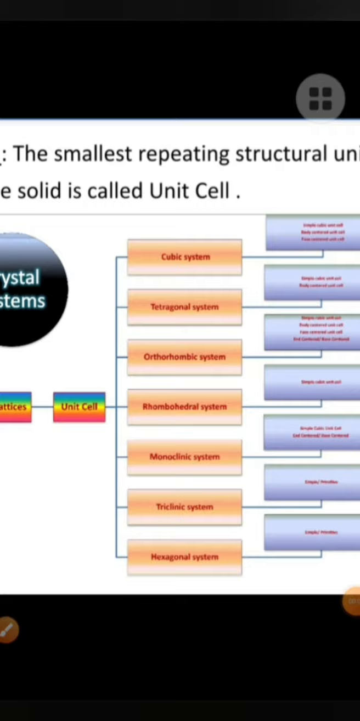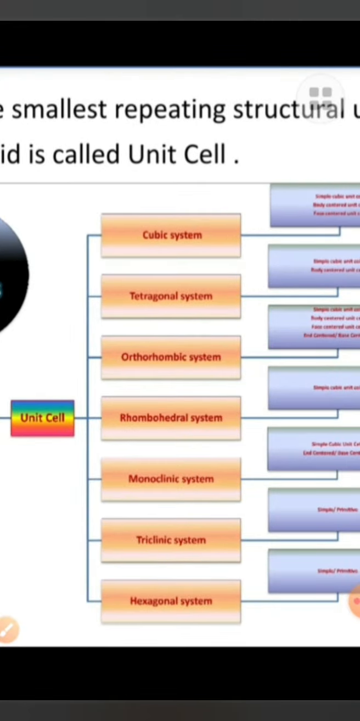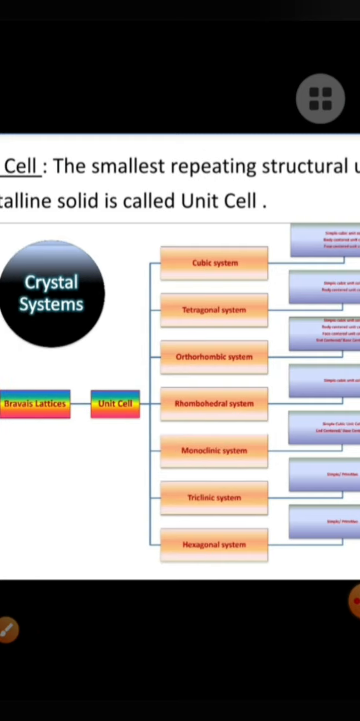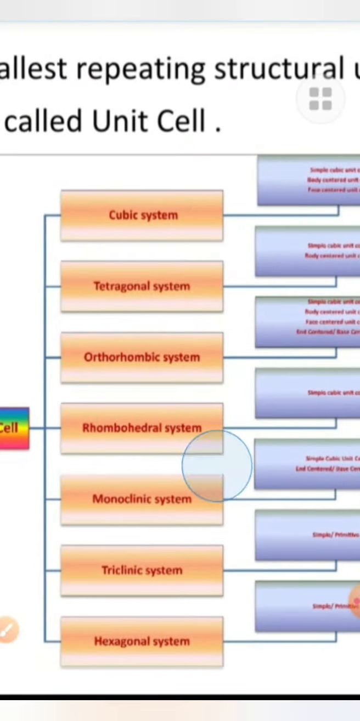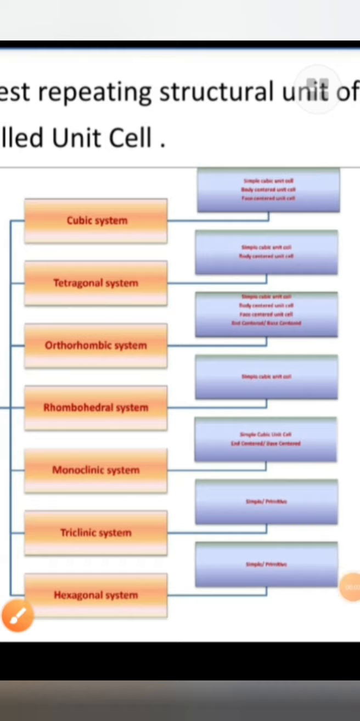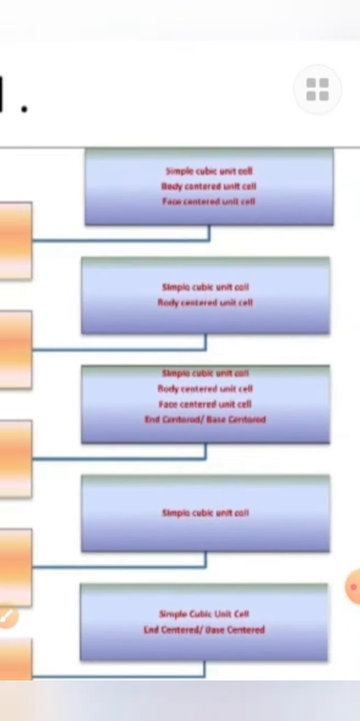The seven systems are the cubic system, tetragonal system, orthorhombic system, rhombohedral system, monoclinic system, triclinic system and hexagonal system. These are also known as the cubic lattice, tetragonal lattice, orthorhombic lattice, rhombohedral lattice, monoclinic, triclinic and hexagonal lattice. In the cubic system, there are 3 kinds of unit cells: simple cubic or primitive cubic unit cell, body centered cubic unit cell, and face centered cubic unit cell.